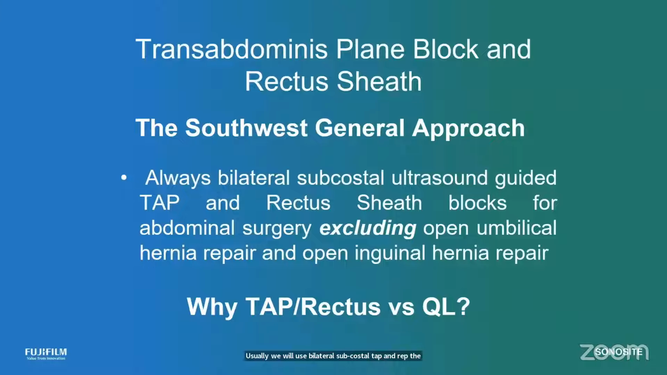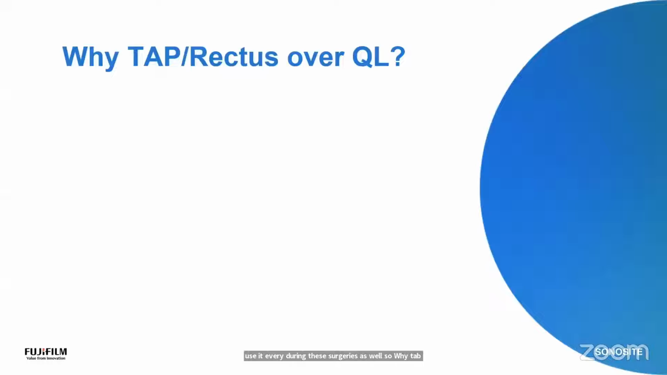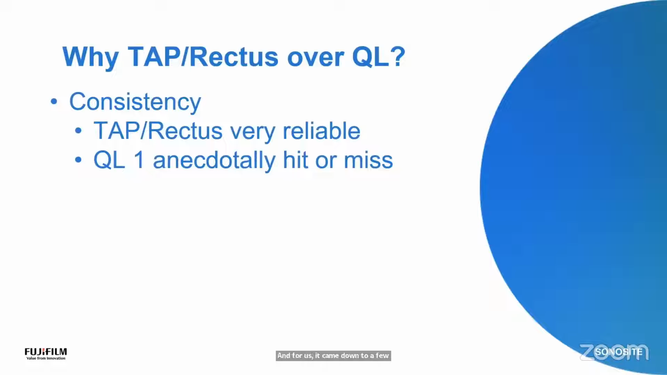And I always get this question: why TAP and rectus versus QL? Because there are some big QL believers and they use it during these surgeries as well. So why TAP and rectus versus QL is a good question. And for us, it came down to a few things. Number one was consistency. TAP and rectus blocks are very reliable. We know they do not provide visceral pain relief, but they provide very consistent and reliable somatic relief.